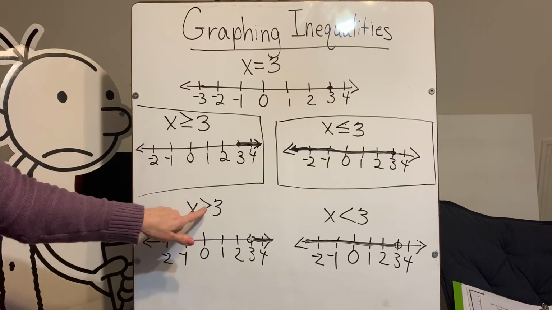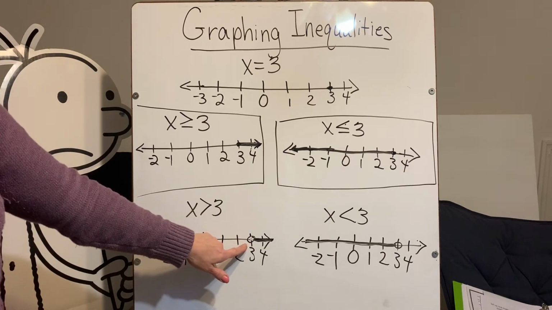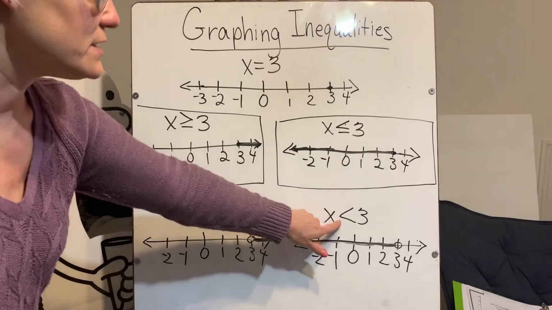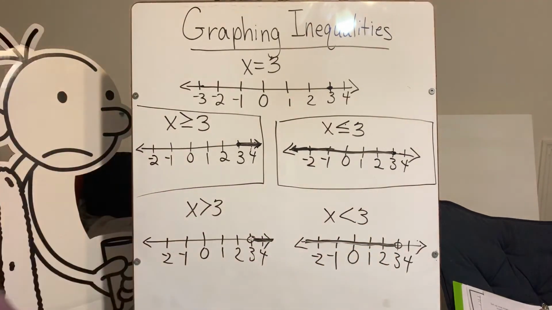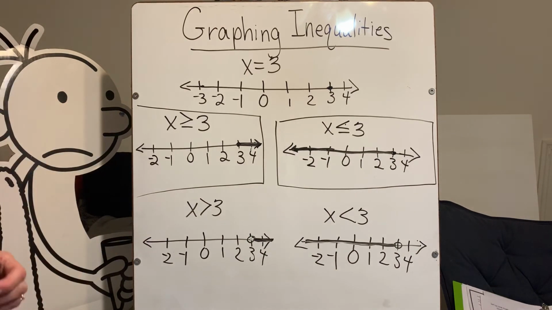Greater than, if it says greater than that number, it's going to be an open circle. It's not going to be colored in. And if it says less than, it's also going to be an open circle. Okay? So that just gives you an overview of how to graph inequalities.